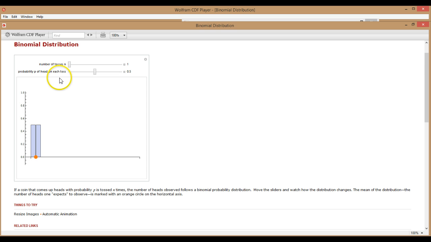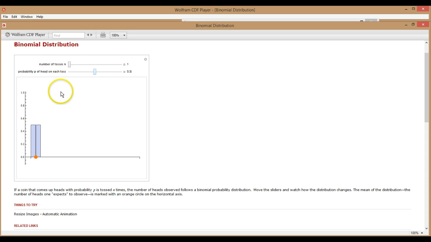I'm not sure if you can read this, but it says, if a coin comes up heads with probability p and is tossed n times, the number of heads is observed as follows. So this is a binomial distribution, the coin flipping example that we've been using many times. And here is the graph. Here you can choose the number of coin tosses, and probably you can choose p as well. Let's just assume that this is fair, all right? And this is 0.5. So the probability of getting heads is 0.5, right?